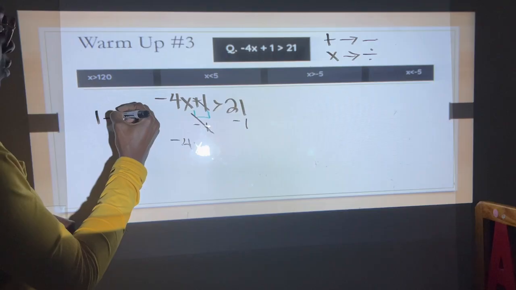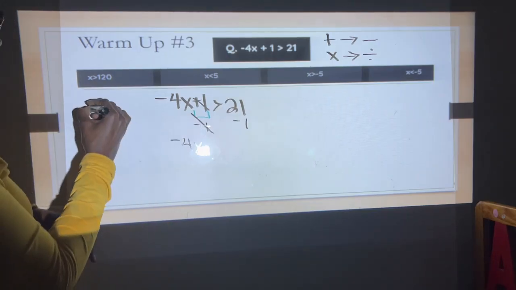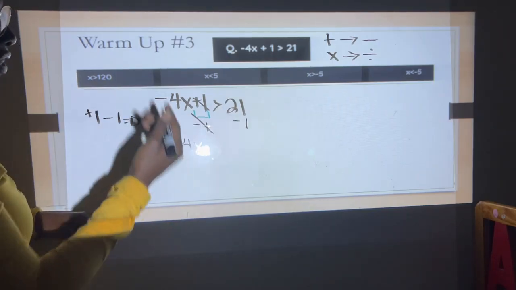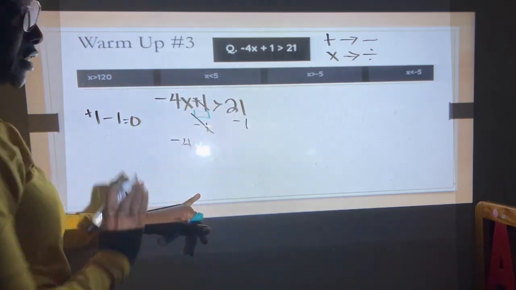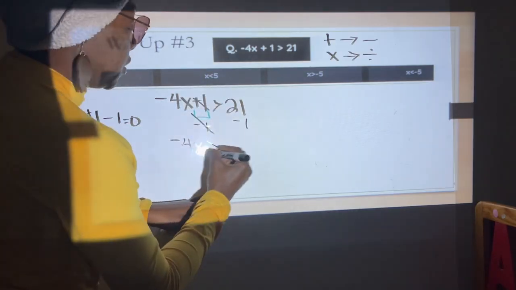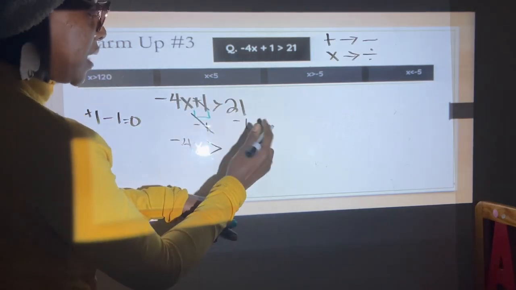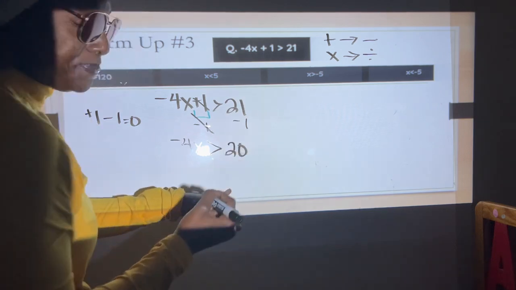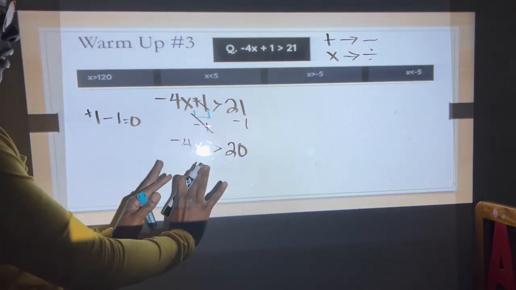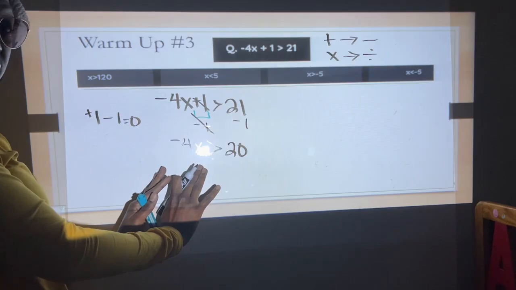This leads to basically 1 minus 1. So plus 1 minus 1, and that equals 0. And that value on this side of the equation, we're not going to write 0. On the other side of the equation, we're going to do 21 minus 1, and that's going to give us 20. From there, we haven't gotten a positive 1 in front of our x value, so we still need to do some more work.